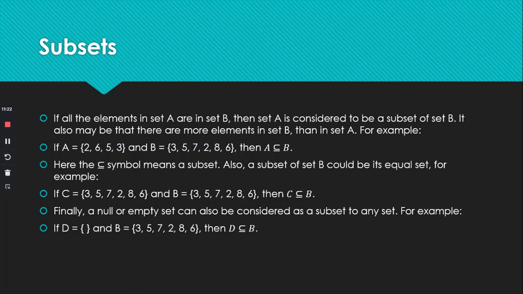And finally, a null or empty set can also be considered a subset of any set. This may sound complicated, but it's easy. If D is equal to a null set, and B is 357286, then D is a subset of B. Because technically, if you take out all the elements in B, you are left with nothing. That's technically a null set. So basically, D is a subset of B.